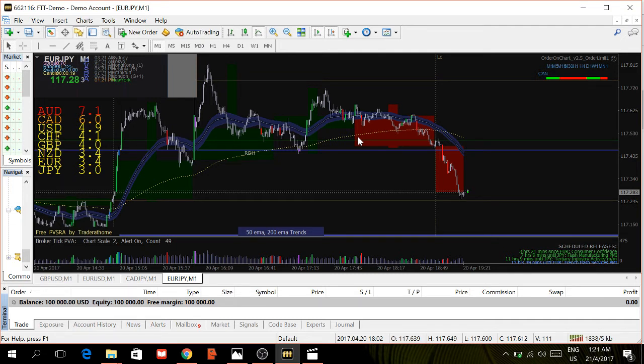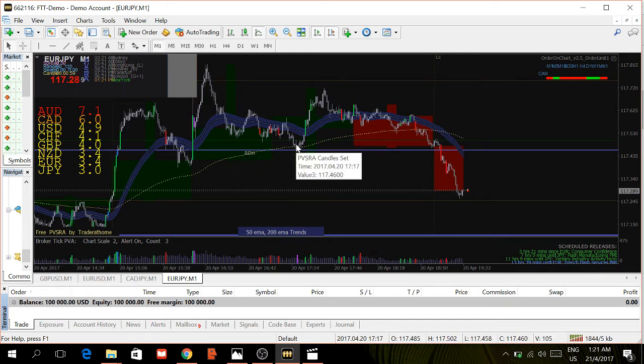Other things that you have to take a look at is this line here, this dark blue line. This we call the dragon, which is basically the 50 EMA. And this yellow dotted line, we call the 200 EMA. For those of you who don't know, EMA stands for exponential moving average.